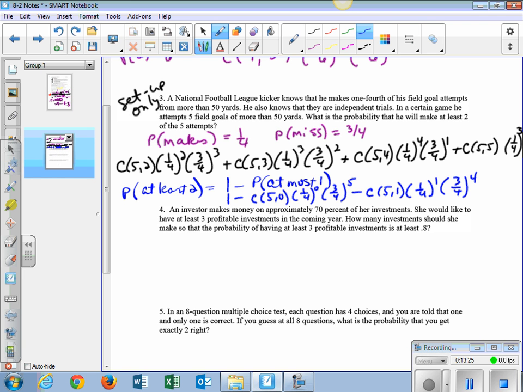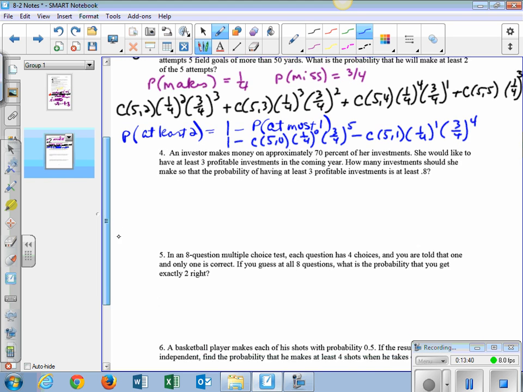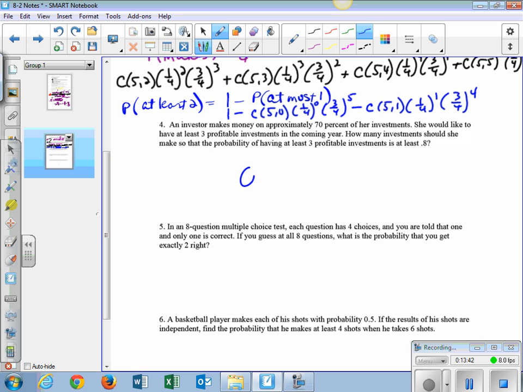So you have a choice here. You could use the method that I wrote in black, or you can use the method that I wrote in blue ink. So either one of those, it doesn't matter. Again, that would be setup only. Now, number 4, we're going to omit that one. Yay, skip that.